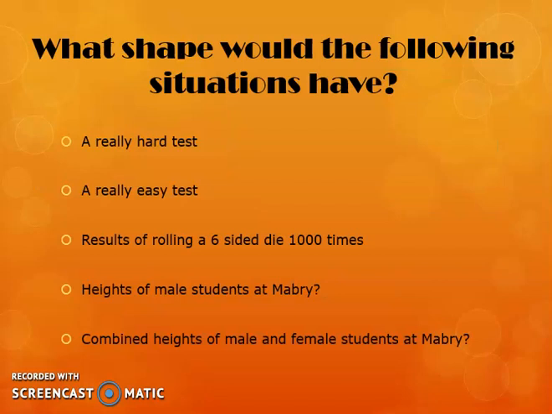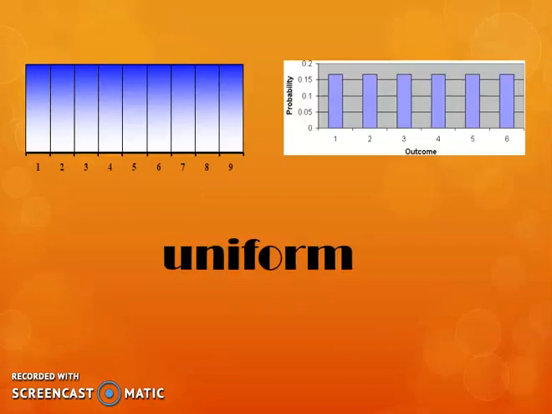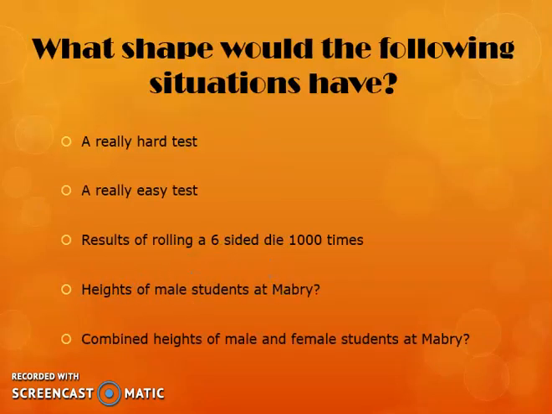Rolling a 6-sided die 1,000 times. Well, this one is a little bit difficult because, like we said, theoretically, rolling a die would be even. Experimentally, it wouldn't be. The fact that we're rolling a die 1,000 times, it wouldn't be a uniform amount, but theoretically, the graph would be.